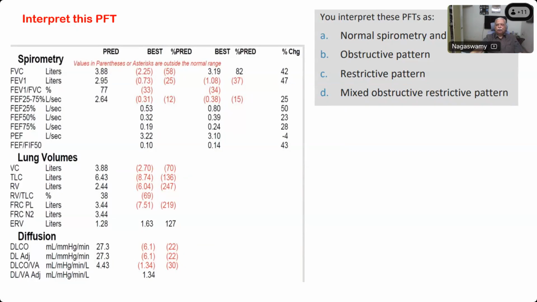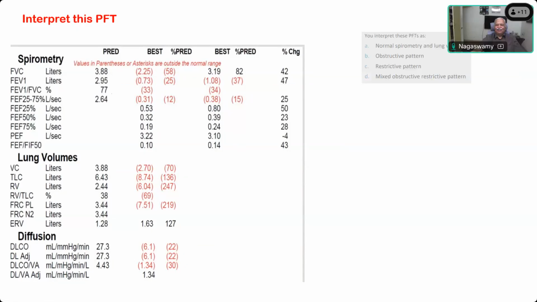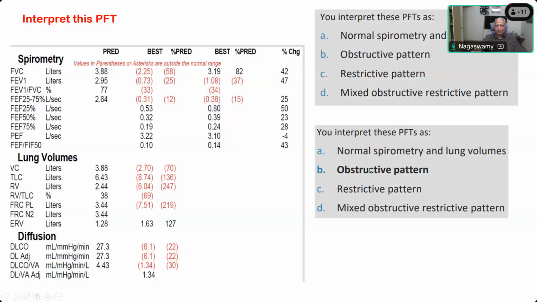Why so much time? TLC is higher, FVC and FEV1 ratio are all low. Obstructive. Why so much delay about that? See, this is an obstructive pattern. The reason is low FVC, low FEV1, low FEV1 to FVC ratio, but normal or high TLC, and residual volume is also higher. You can see the predicted is only 2.44, but the actual is 6.04, a 247% increase. TLC is a 136% increase. So this is a classical obstructive pattern.